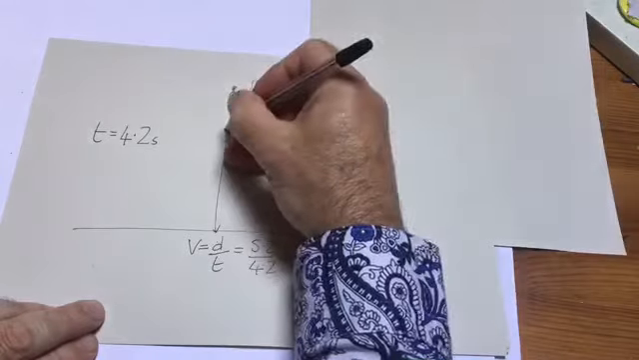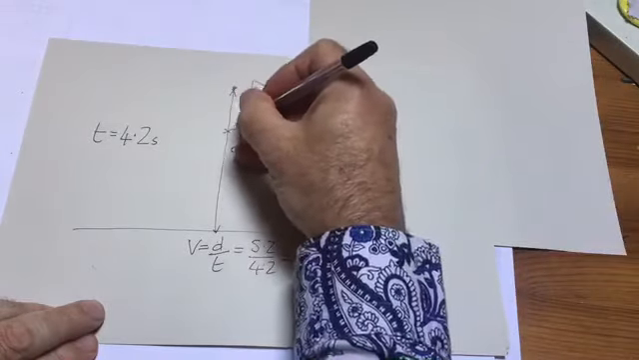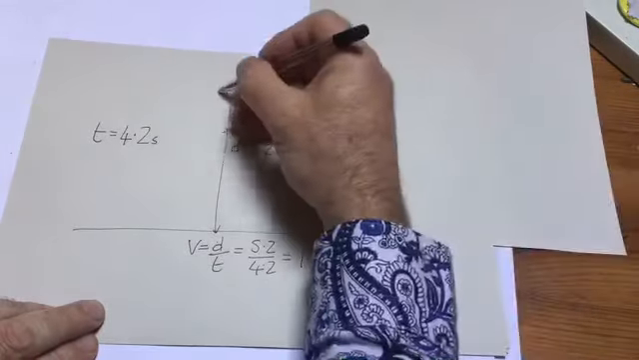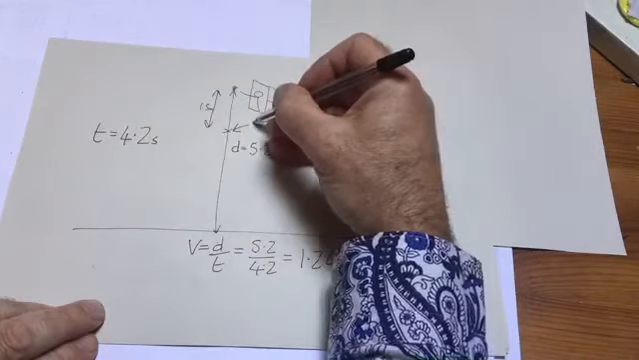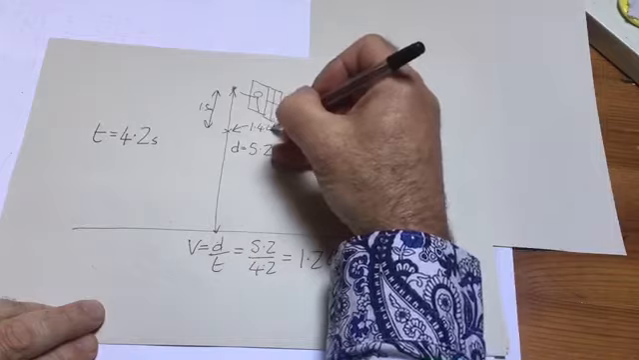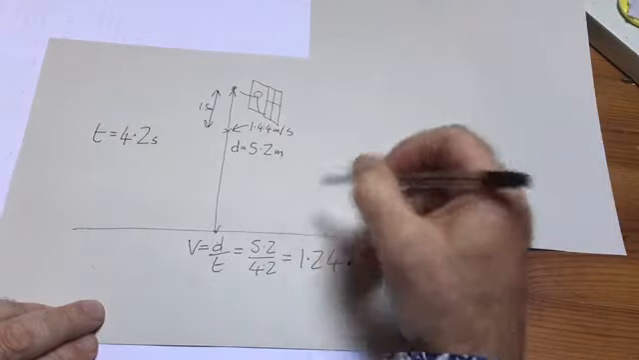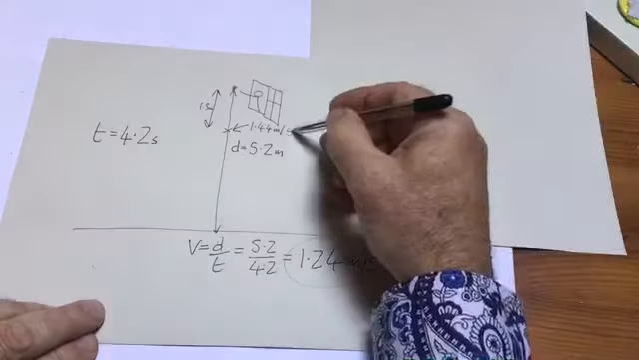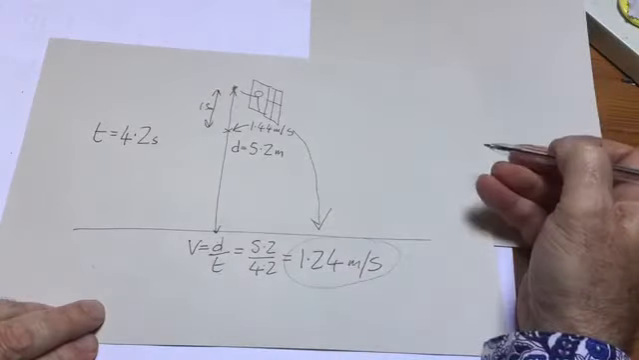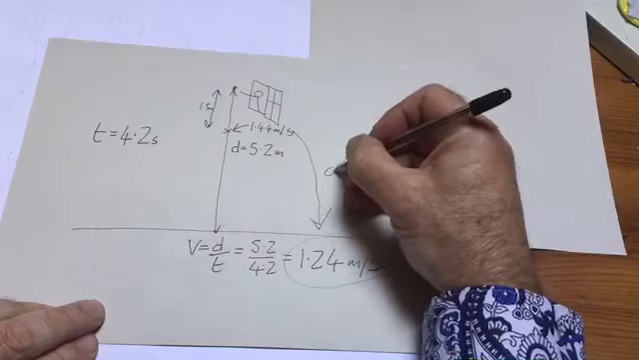So essentially, after 1.5 meters, the speed here was 1.44 meters per second, whereas the average speed is 1.24. Now, that is slower. That is a deceleration.